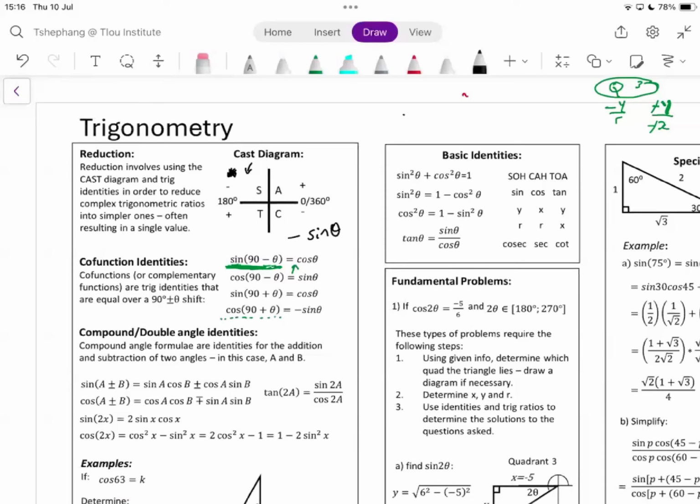If you want to take them down, you're more than welcome to quickly do so. But remember that the notes will be made available to you after the session. Otherwise, if you want to take quick notes, just take screenshots on your phones.